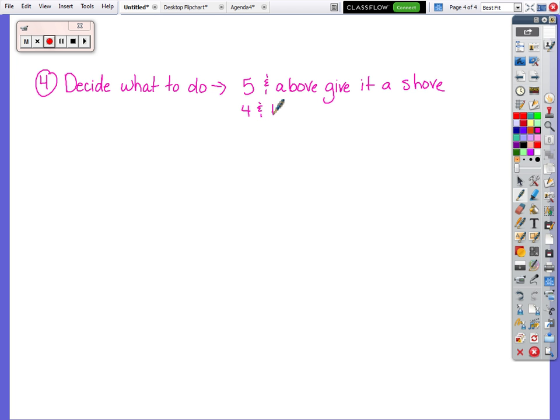4 and below, let it go. So 3, 3, 7, 6, 2. So we know these 3 stayed the same. This one's underlined. The 6 is telling it to give it a shove. So I'm going to change my 7 to an 8.